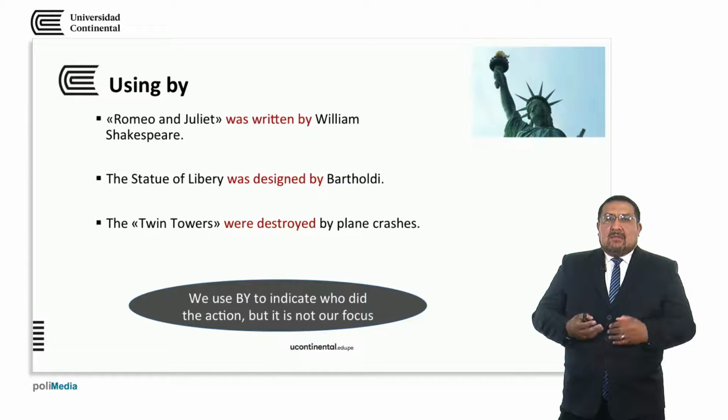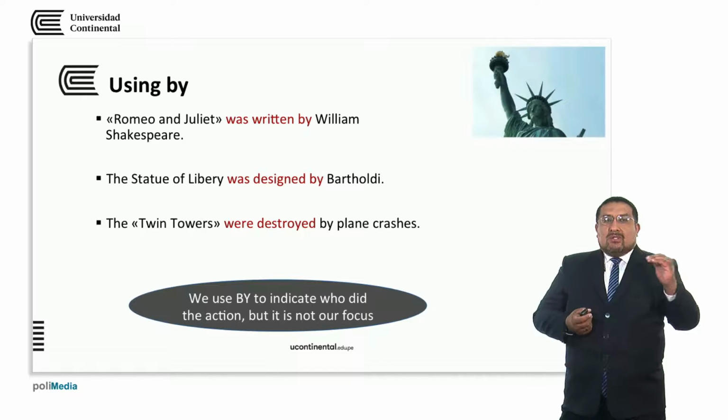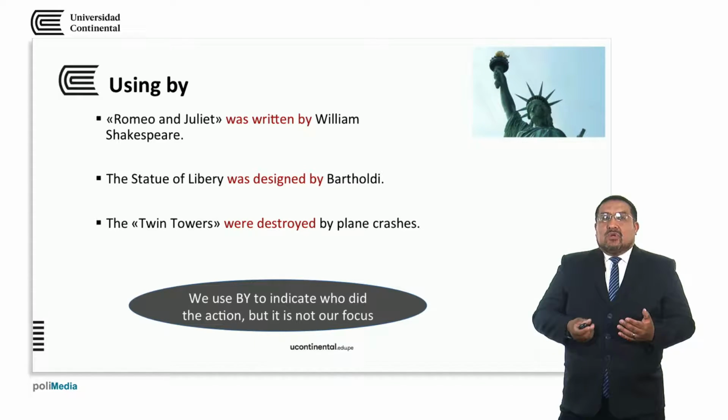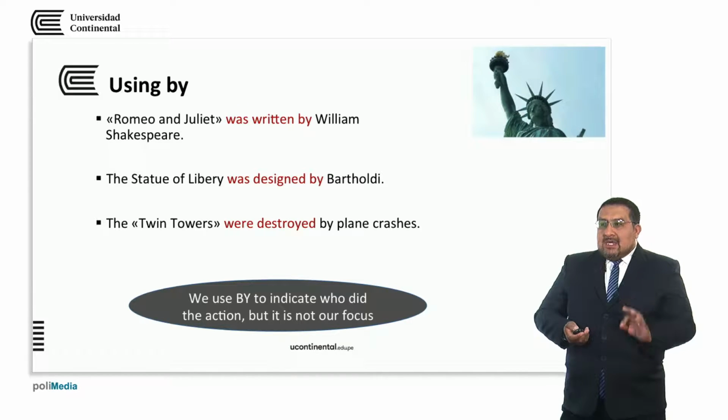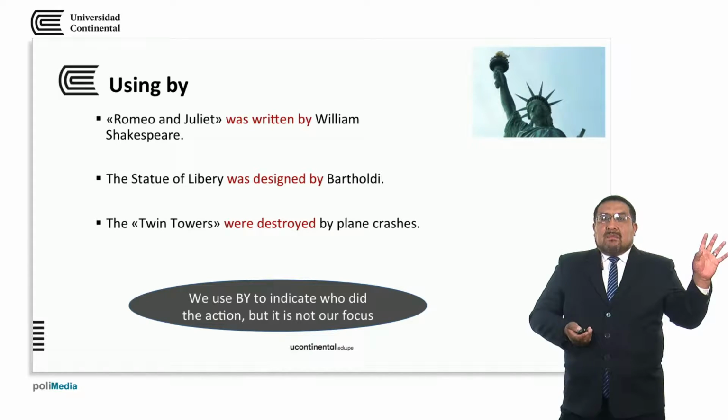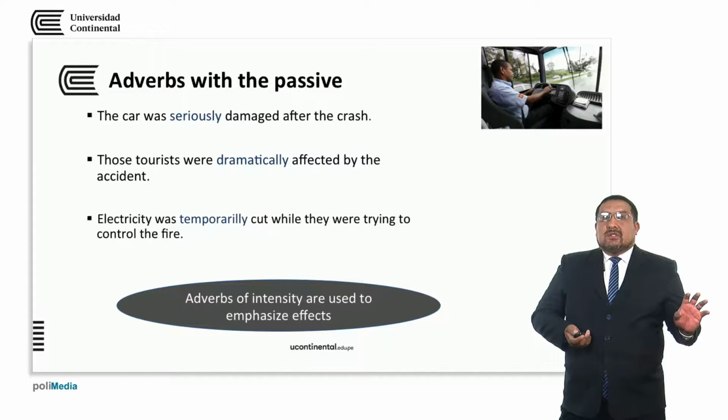The Twin Towers were destroyed by plane crashes. Remember September 11, 2001? So there were accidents, or we don't know what was the cause, but the Twin Towers were destroyed by plane crashes. That by describes who caused or what caused the destruction of the Twin Towers. So in this case, we use by to indicate who did the action. But it is still not our focus of attention. It's only to mention it, to indicate it. The focus of my attention is Romeo and Juliet, the Statue of Liberty, the Twin Towers.